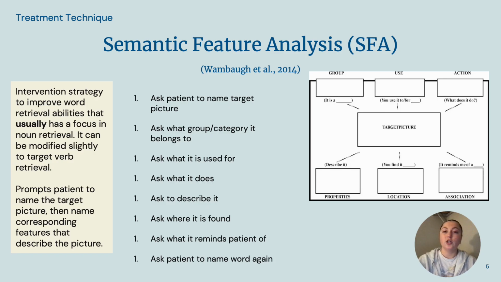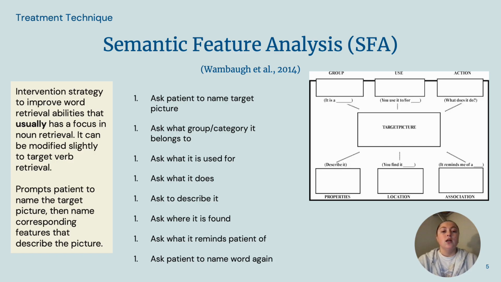Another treatment intervention for anomia is semantic feature analysis, or SFA, and according to Wambaugh et al. in 2014, this is an intervention strategy that improves word retrieval abilities that usually has a focus on noun retrieval. It can be modified slightly in a way that will target verb retrieval, which is what we are talking about today.